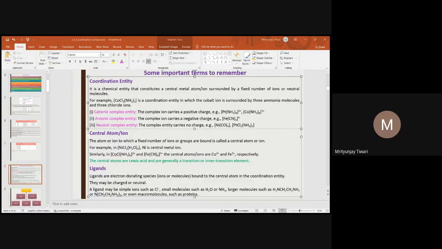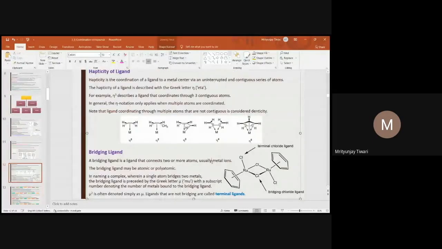Let us now look into other terms, called bridging ligand and terminal ligand. These are two important terms. A bridging ligand is a ligand that connects two or more atoms, usually metal ions. So a bridging ligand is a ligand that connects two or more metal ions.